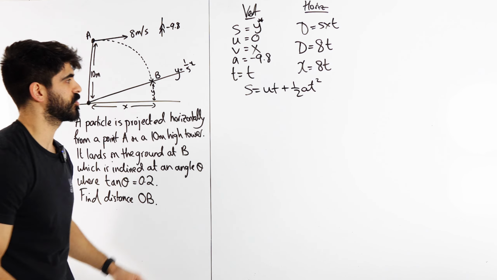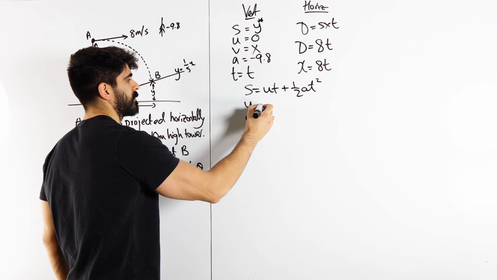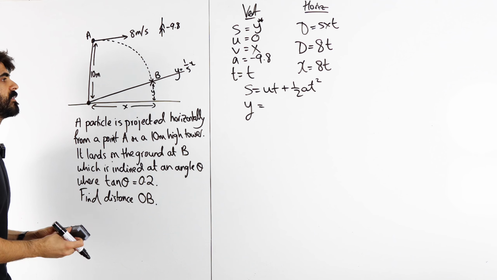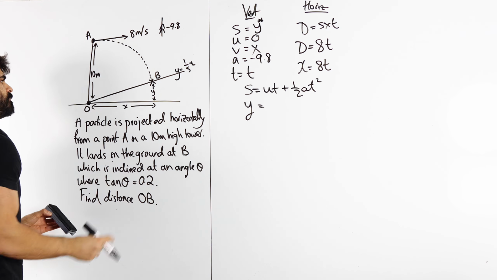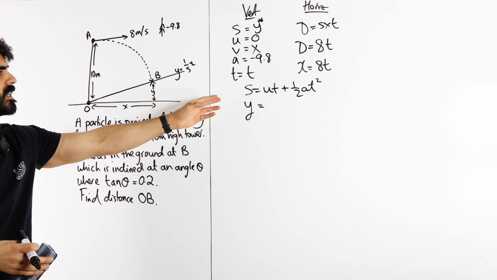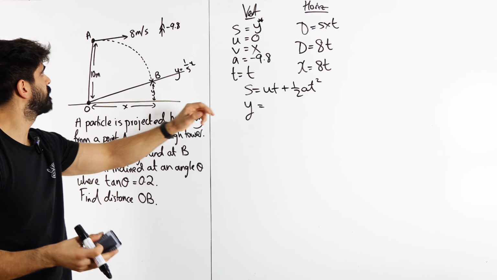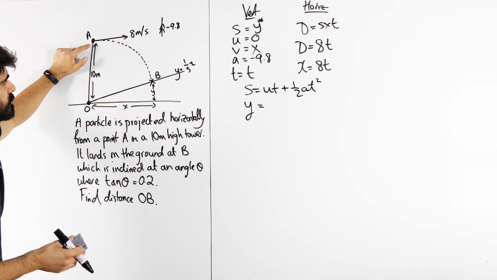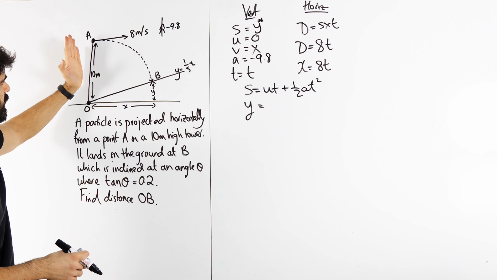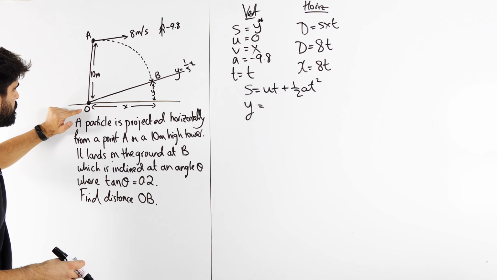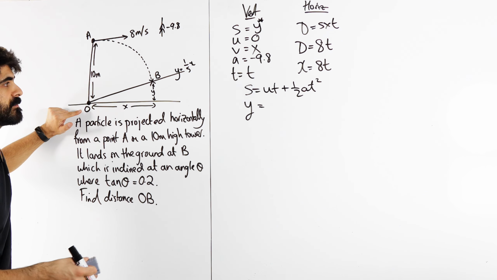But s is not just y, because it's relative to something. It's relative to O. Usually we just use this when we take its relative point to where we project from. So if we were taking everything relative to A, that would be fine. But because we have two lines and it's relative to O, it's not just ut plus half at squared.